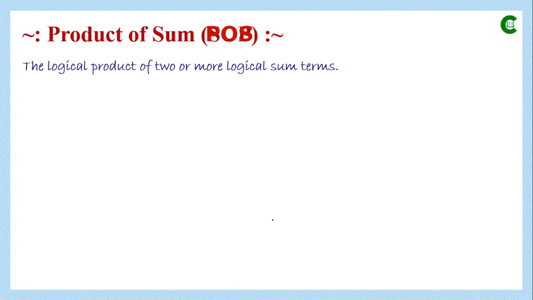So it is the logical product of two or more logical sum terms. Logical product means AND operation in digital electronics, and logical sum means OR operation. So we can say this is basically an AND operation of two or more OR operations.